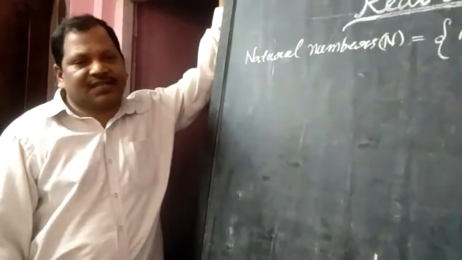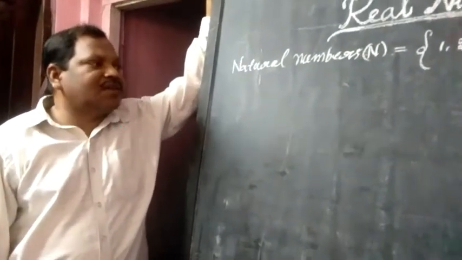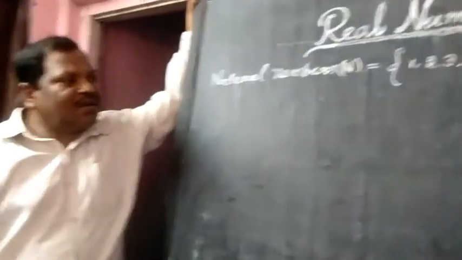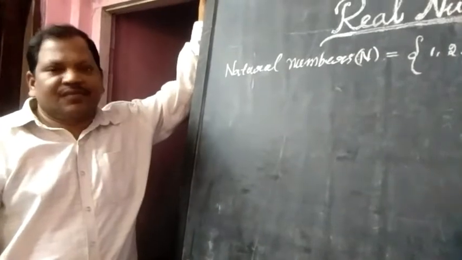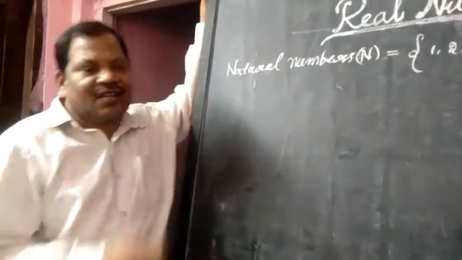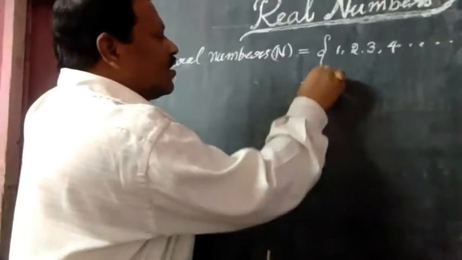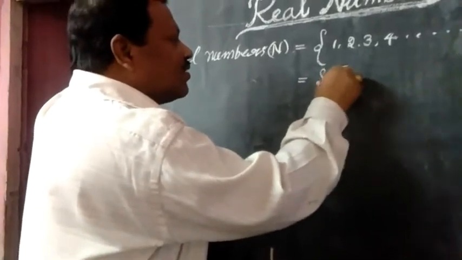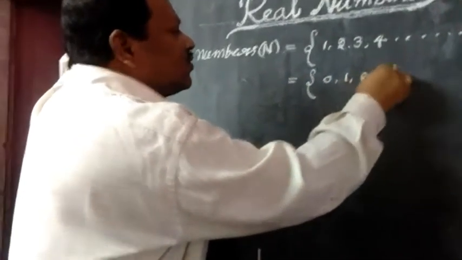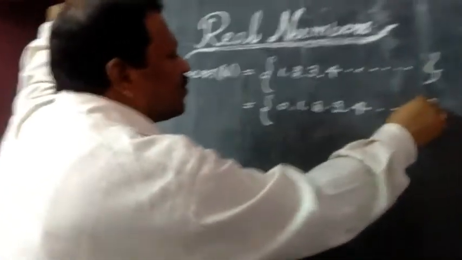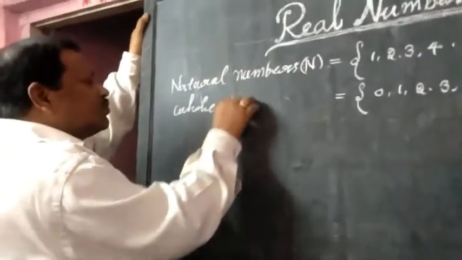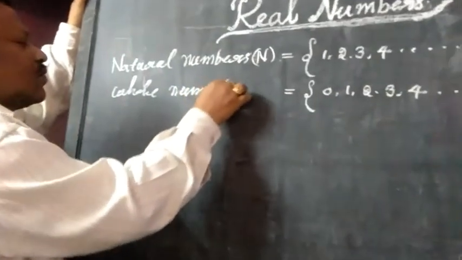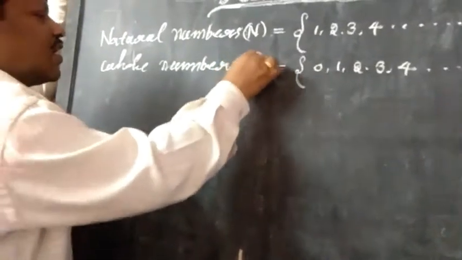Next, whole numbers. What are whole numbers? The natural numbers together with 0 are called whole numbers. 0, 1, 2, 3, 4 and so on. These are whole numbers. Whole numbers are denoted by W.